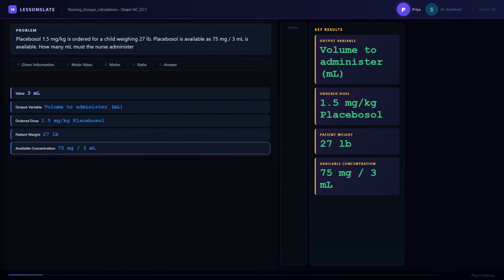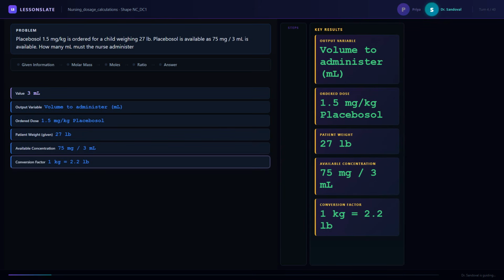Well, since the order is 1.5 milligrams per kilogram, I guess we need the child's weight first. It says 27 pounds. Should I convert that to kilograms right away, or can I just use the 27 for now? You're absolutely right, Priya. That's the first critical step. Since the dose is ordered as 1.5 milligrams per kilogram, we must convert the child's weight from pounds to kilograms to maintain consistency in our units. Go ahead and convert 27 pounds into kilograms for me.